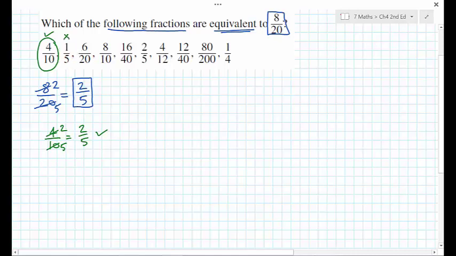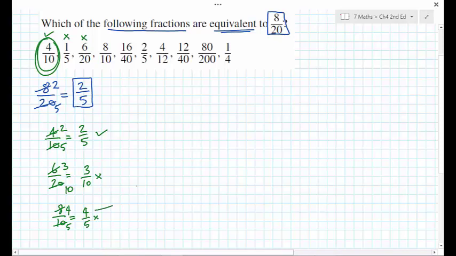Let's look at 6/20. 6/20 is equal to, well, 2 goes into that 3 and 10 times, so that's 3/10, and so that's not. Let's look at 8/10. We can easily see that if 4/10 is, then 8/10 will not be. But again, if you want to, you can think 8 out of 10: 2 goes into 8 and into 10, that's 4/5. So it's not the same.